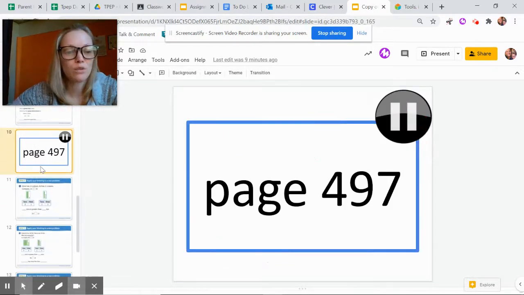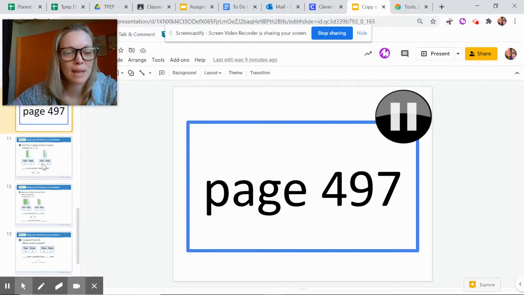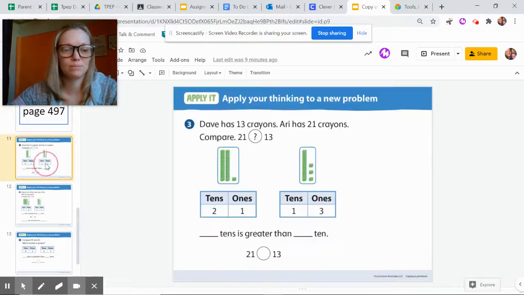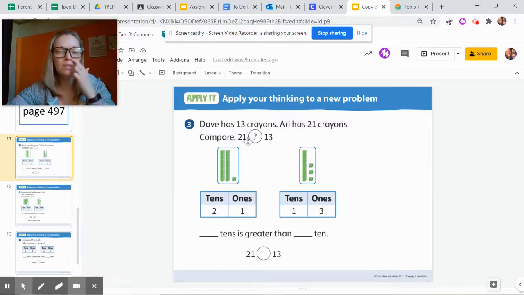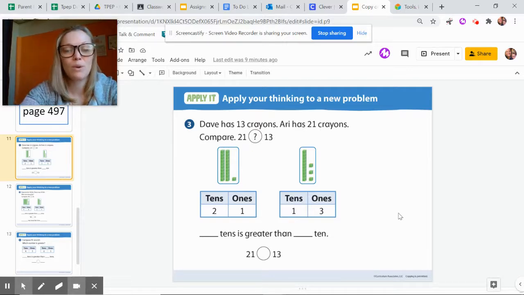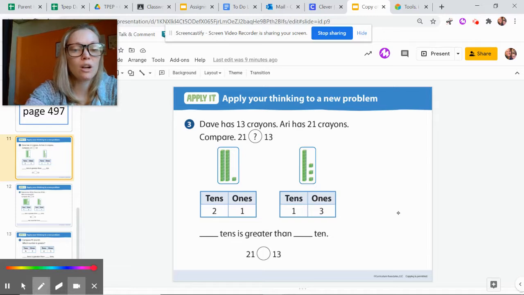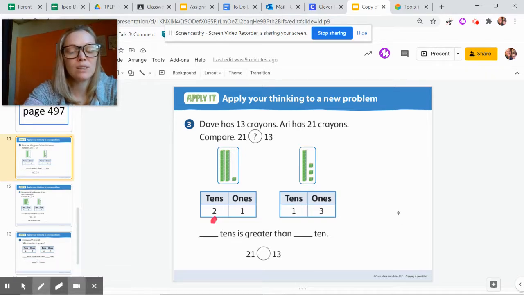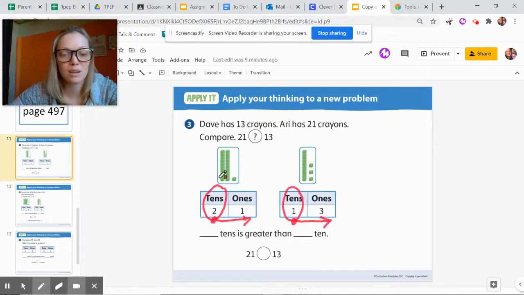Go ahead and turn to page 497 and we're going to go through some of the apply it problems together. All right, so we have a problem here. Number 3, Dave has 13 crayons, Ari has 21 crayons. Compare. So remember, our alligator, we're going to start on the left, look here first, then go here if we need to. We're going to start here, then go this way if we need to. So we first look at the tens.